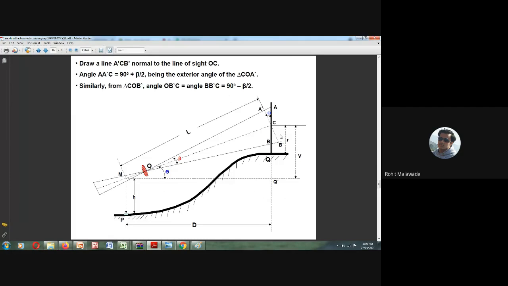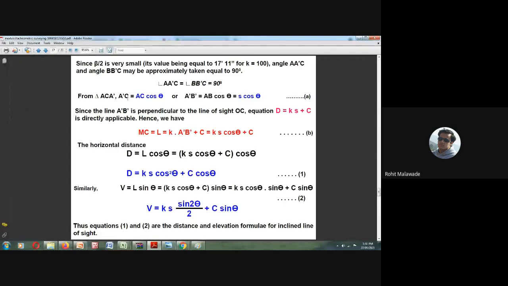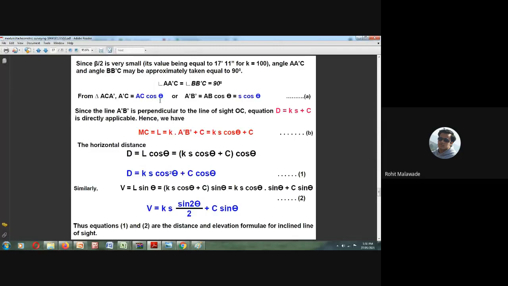Okay. Now here, from the triangle, the angle is approximately equal to 90 degrees. So angle A dash C B dash is nearly equal to 90 degrees. From the triangle A C A dash, A dash C is equal to AC cos theta.